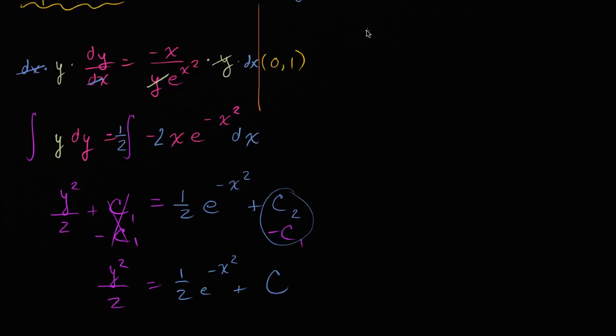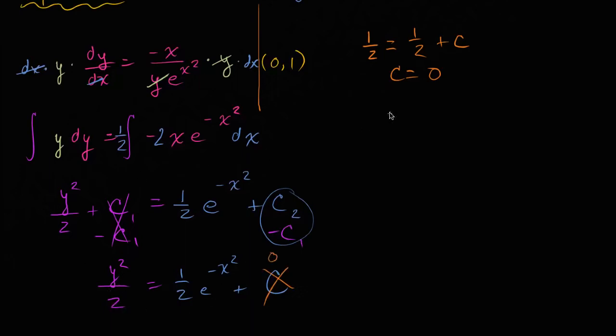So we would have 1 squared, which is just 1, over 2, is equal to 1/2 e to the negative 0 squared. Well, e to the 0 is just 1. So it's going to be 1/2 plus c. And just like that, if you subtract 1/2 from both sides, c is equal to 0. So the relationship between y and x that goes through this point, we could just set c equal to 0.